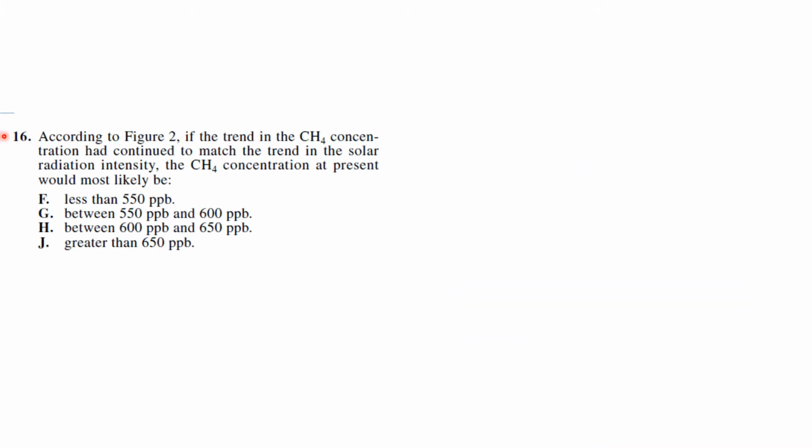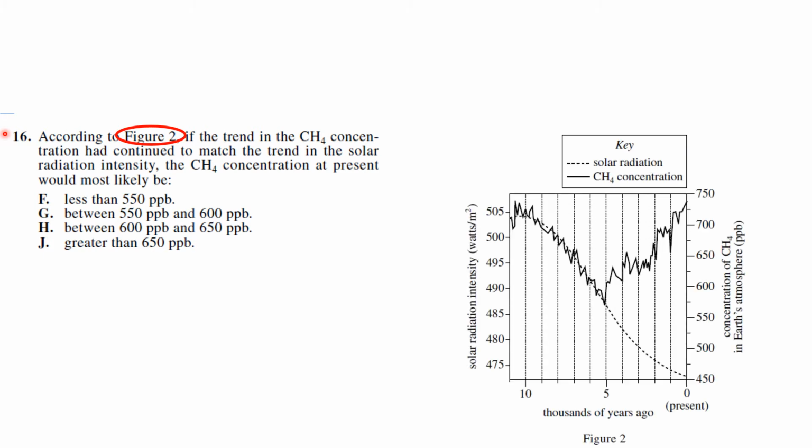Number 16 is an if suppose why question. According to figure 2, if the trend in CH4 had to continue to match the trend in solar radiation intensity, CH4 concentration at present would be. All right, so we're using figure 2, and we're going to say CH4, so the straight line, is going to match the solar radiation line. So at present, it would be less than 550.